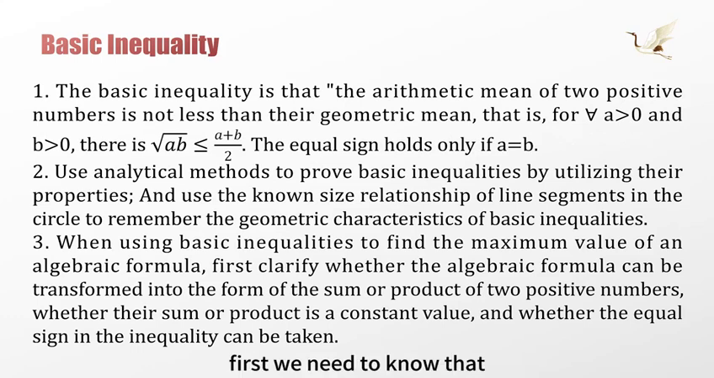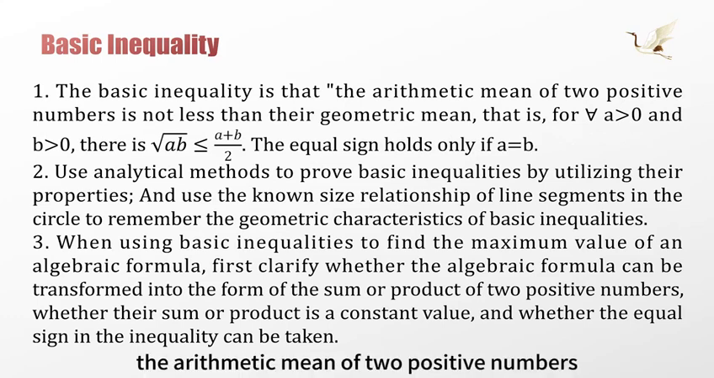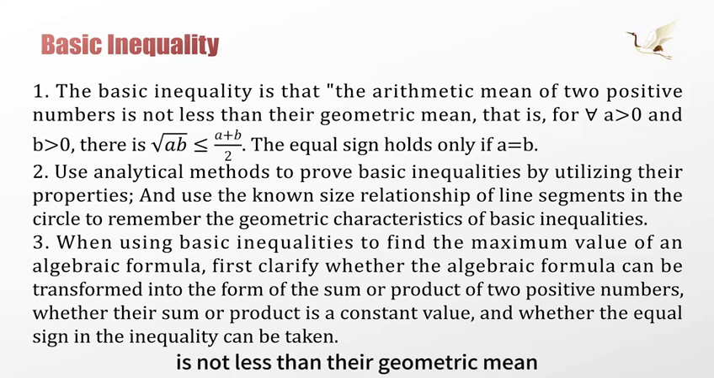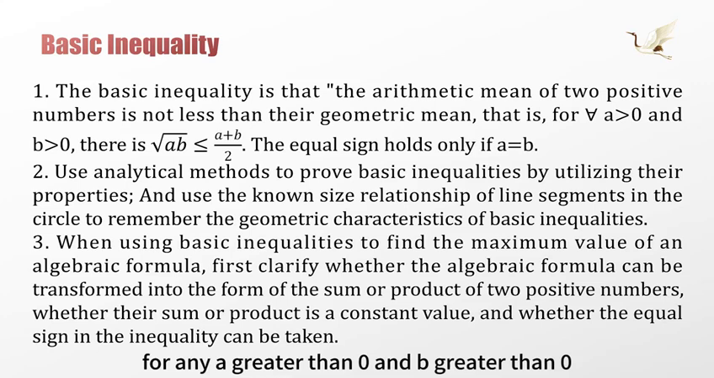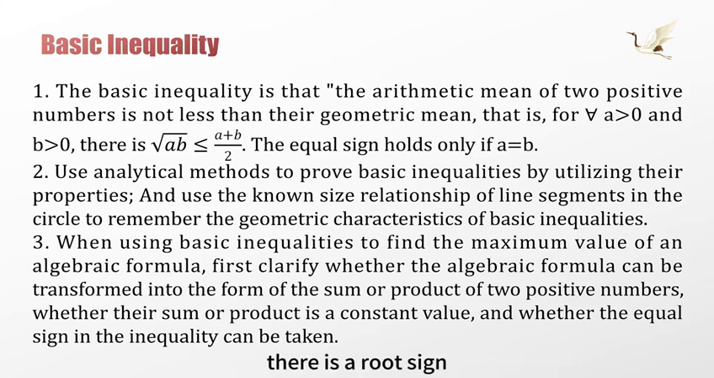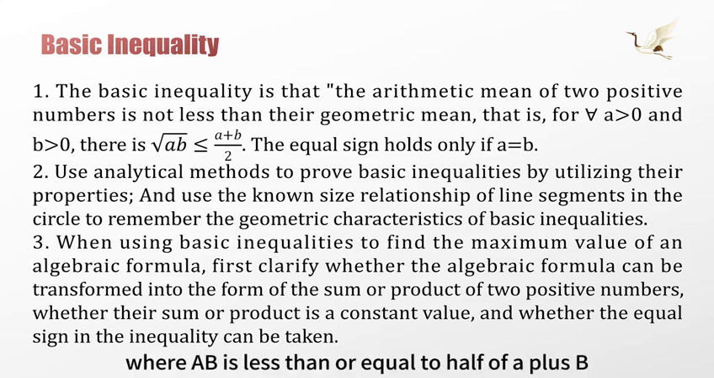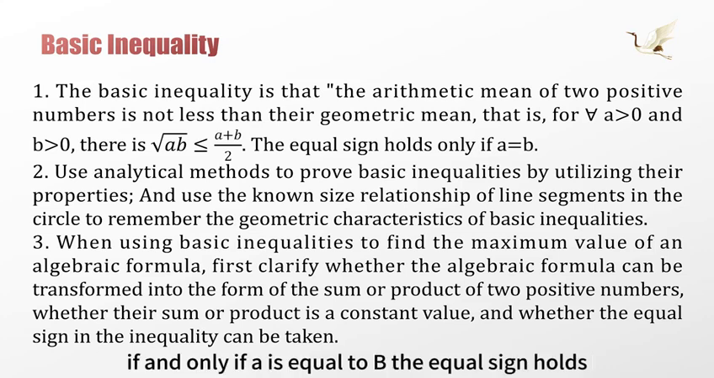First, we need to know that the basic inequality is that the arithmetic mean of two positive numbers is not less than their geometric mean. In our mathematical symbol language, for any a greater than 0 and b greater than 0, there is the root of ab is less than or equal to half of a plus b. If and only if a is equal to b, the equal sign holds.